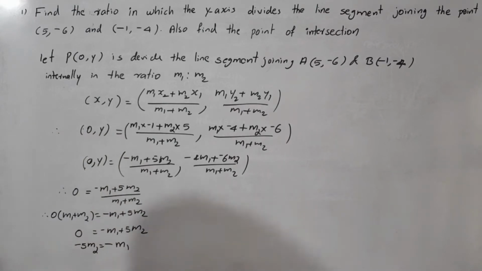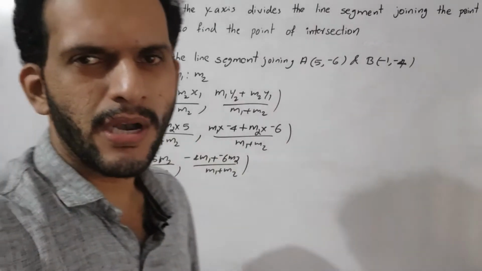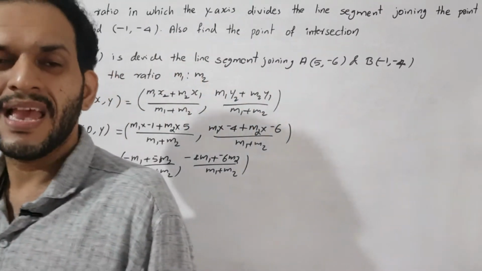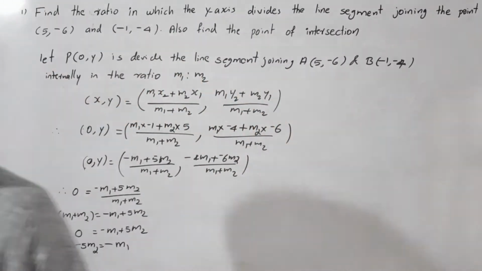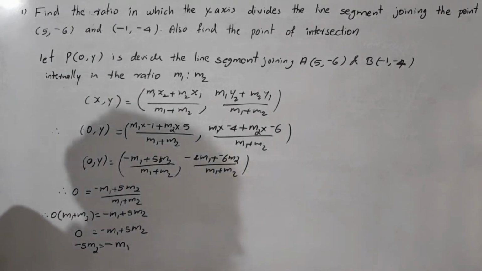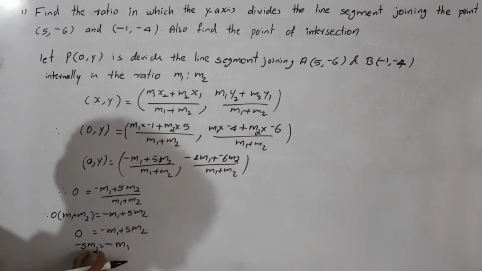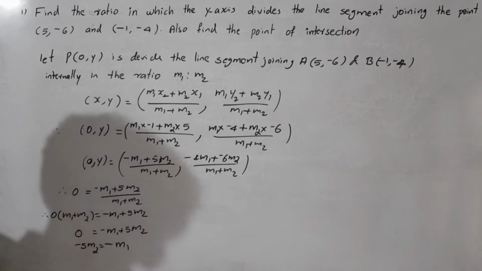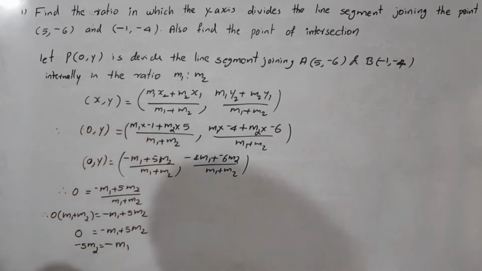Then what is next? The next thing we want to find is the value of the ratio m1 is to m2. m1 is to m2 means the m1 by m2 form, correct? m1 by m2 form. Then how to get that form? We want to transpose m2 to the side of m1, and the coefficient of m1 to the LHS, correct? Then what will happen?